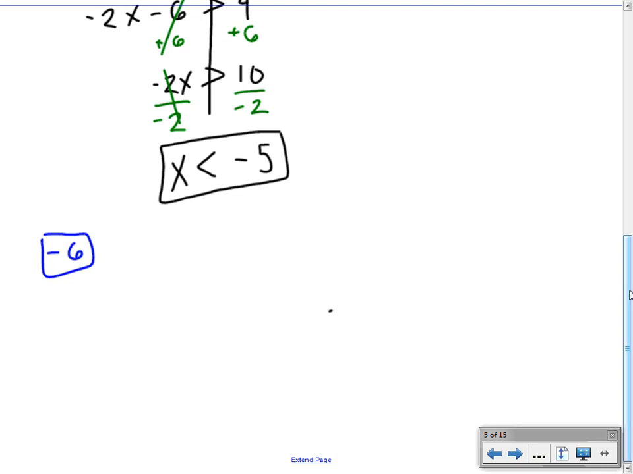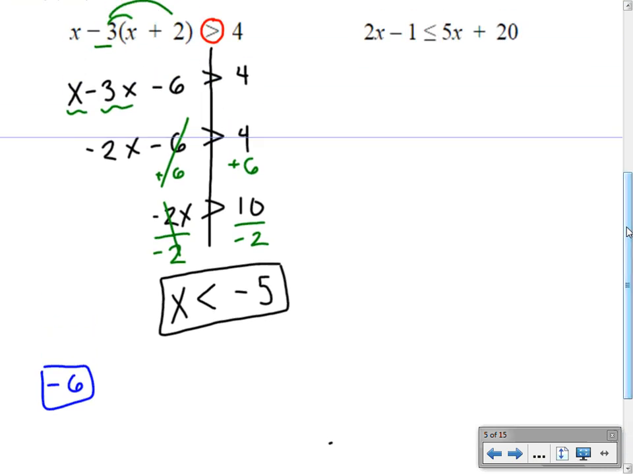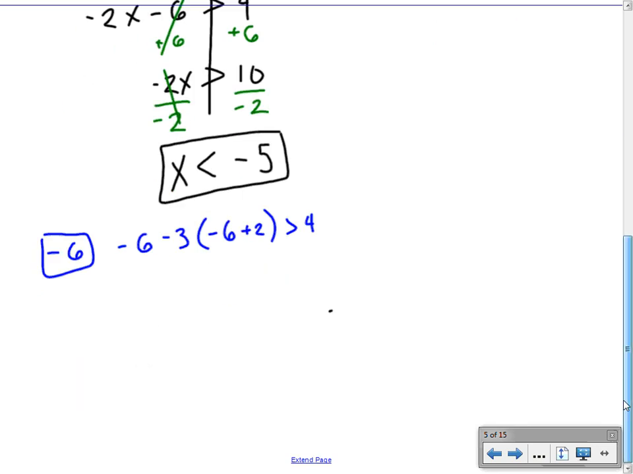If I plug -6 in for x in my inequality that I started with, let's see what happens. We would get negative 6 minus 3 times negative 6 plus 2 is greater than 4. Okay? Let's use some order of operations here. I have negative 6 minus 3, and then inside my parentheses, negative 6 plus 2 is really negative 4.